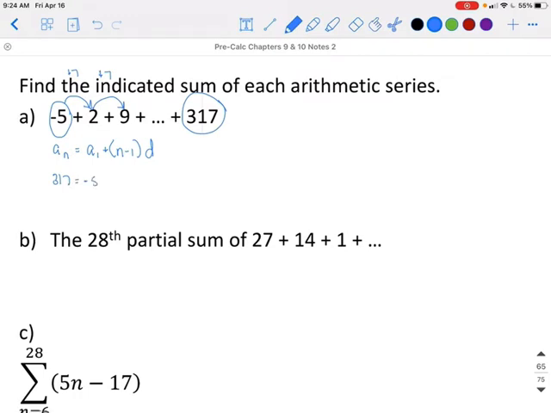We know our last term is 317. We know our first term is negative 5. We're going to have to solve for n first. So this will give us 317 is equal to negative 5 plus 7n minus 7.